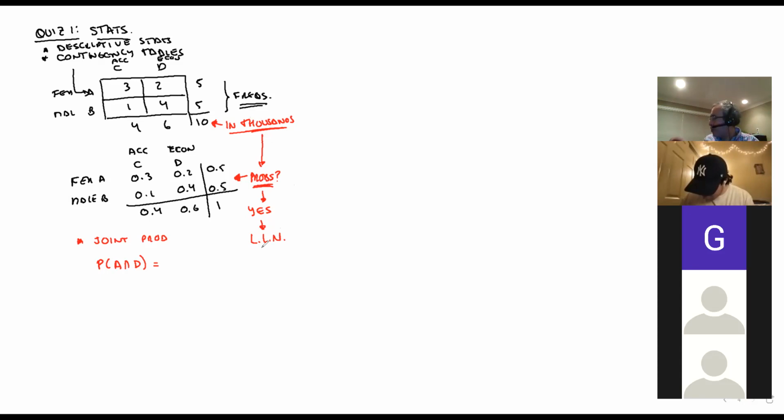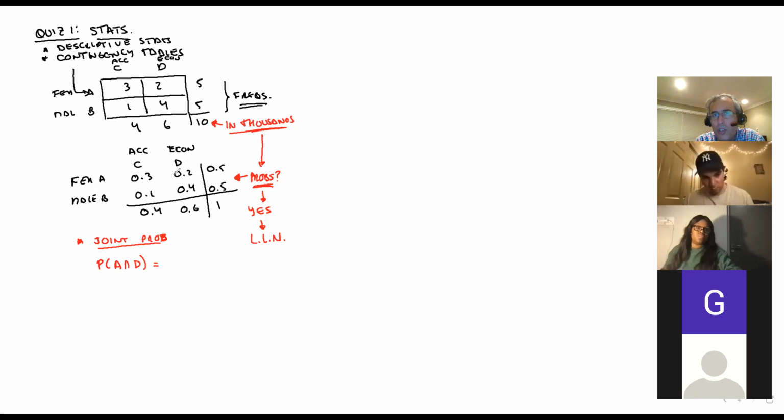Okay, so now, can you tell me the probability of randomly selecting one individual from a sample, and this individual is going to be a female that is an economist? Assuming that this is a probability. Remember, joint probabilities, guys, appear where? Inside the table. So the probability of A and D is simply the intersection between A and D. So it should be equal to 0.2. Exactly.